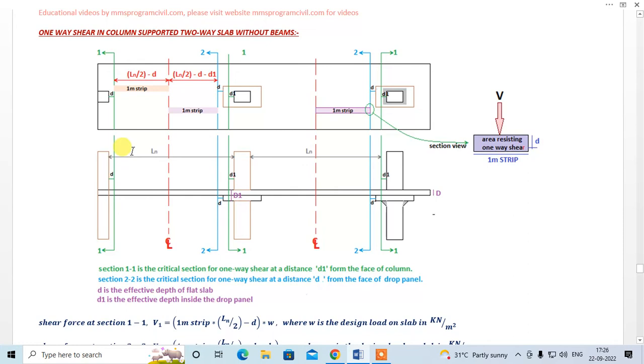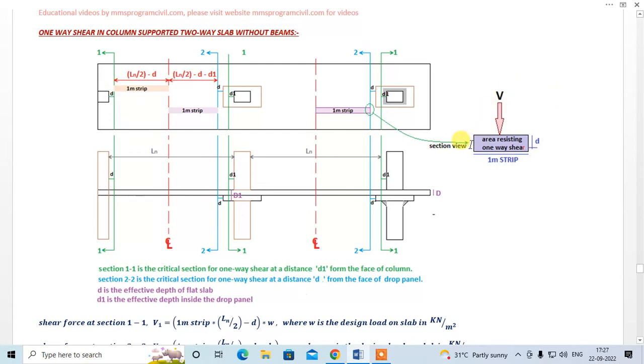Simple. So you can take a 1 meter strip over here. Now ln is nothing but the clear distance between the columns. Over here ln will be the clear distance between the column and the capital. Fine. So these red lines are the center lines of the panel, so you can find this length easily. For finding the shear, v1 is the shear acting over here for this strip. So the length of this strip into 1 meter into w is your v1. This cross section I have shown over here, so v will be acting over here.